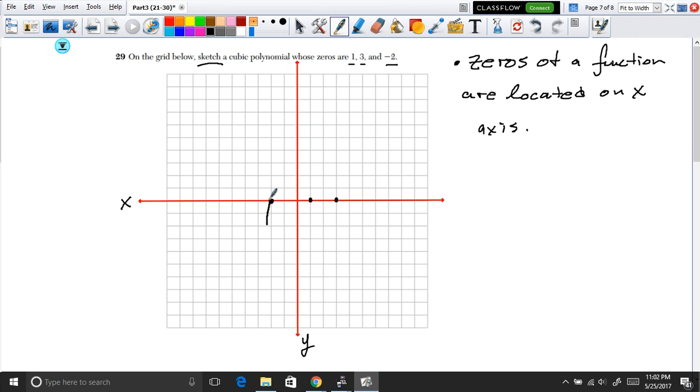Now, if you want to sketch, all you've got to do is literally connect those dots, and you've got to connect them in some kind of an S shape, because they are a cubic polynomial. What you do not want to do is connect them like this. That's not okay. It needs to be some kind of a curvature. There is no spikiness here. Okay, so that takes care of question 29.